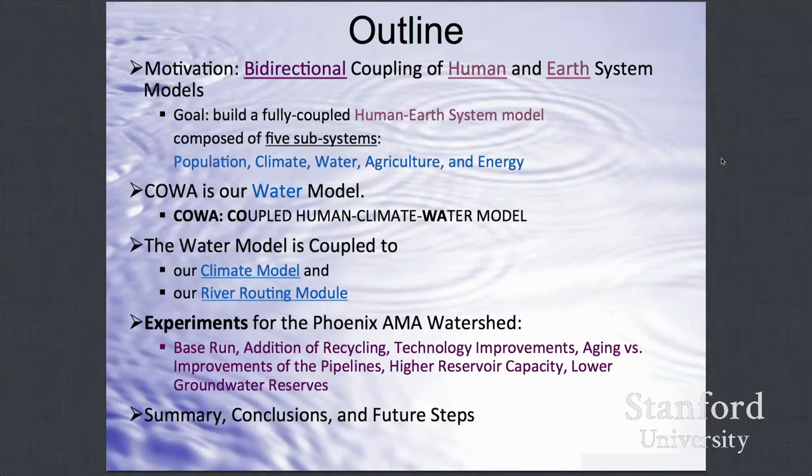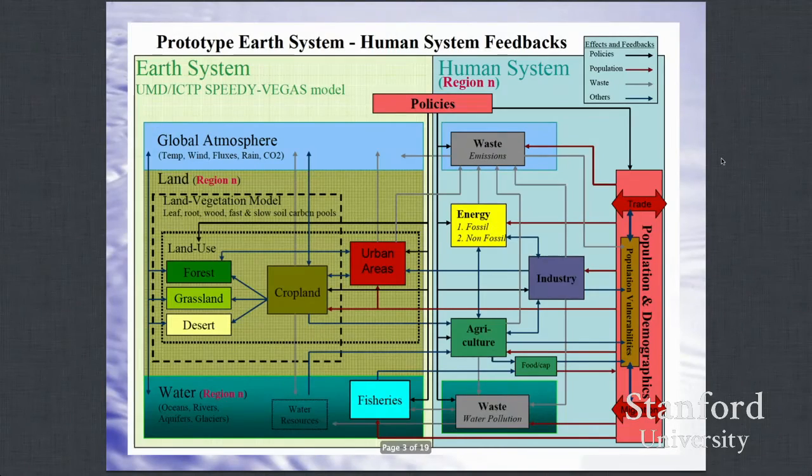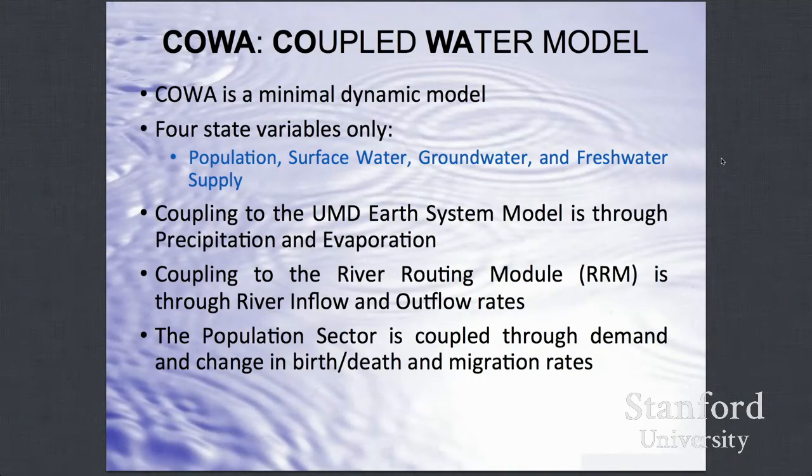We apply it to a specific region, the Phoenix AMA watershed, with real numbers and data that we get from the region. We do a base run, and then we look at different policies, different water management options. We run the model from 1900 to 2100, and we look at the impacts of different management decisions. Again, we use a minimal model. We focus on simplicity to guide us in understanding all the interactions in the system.